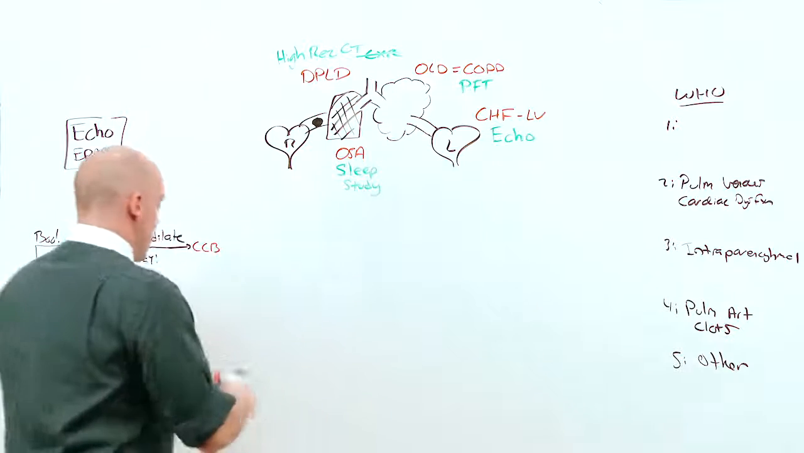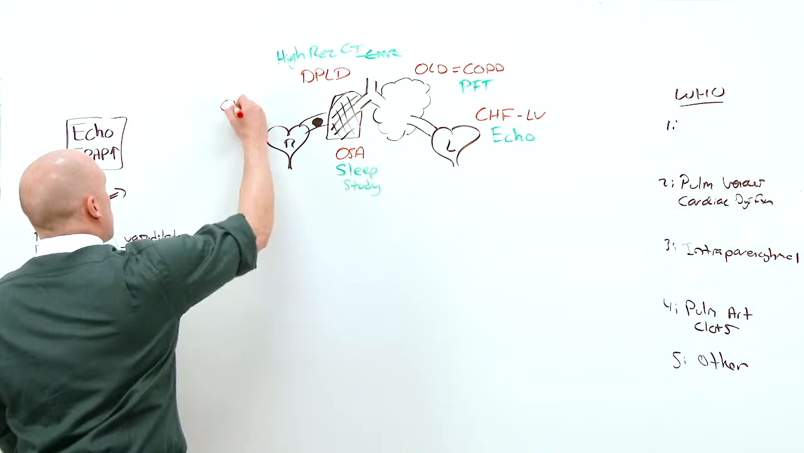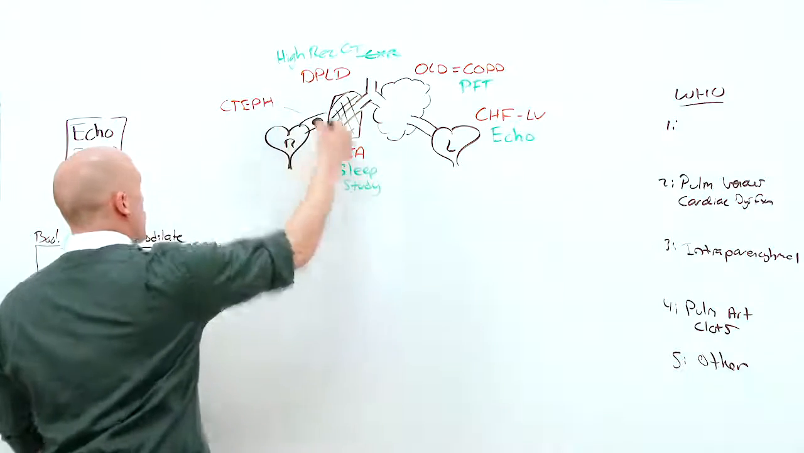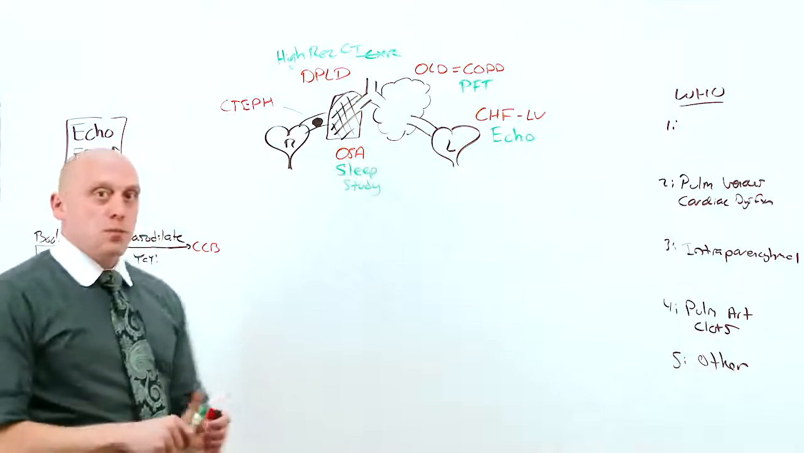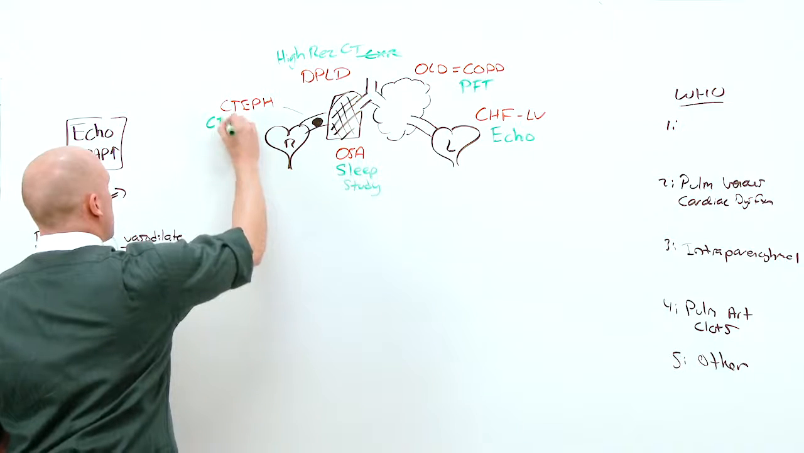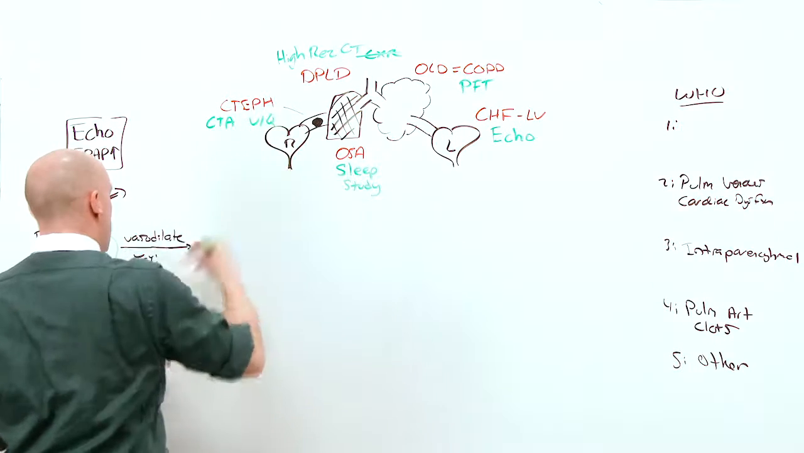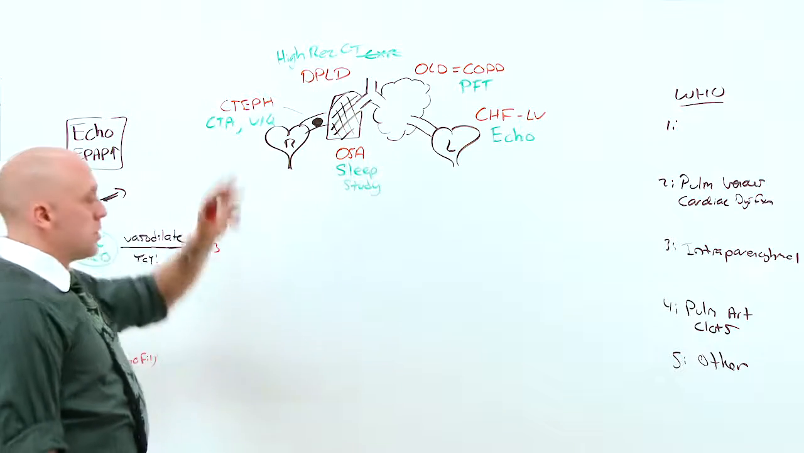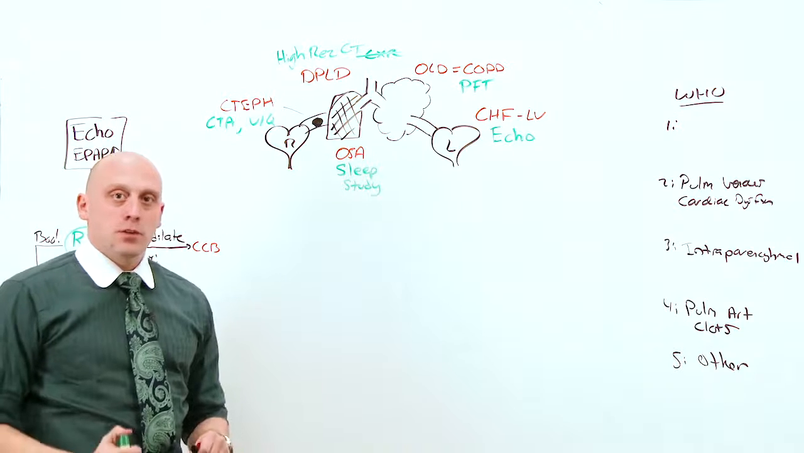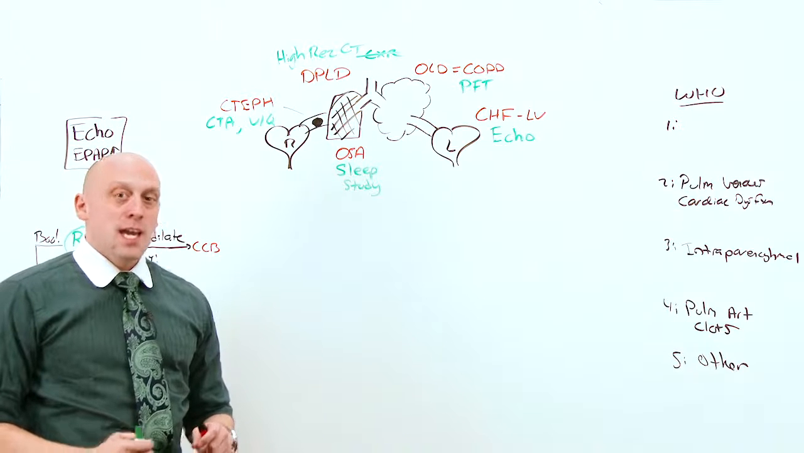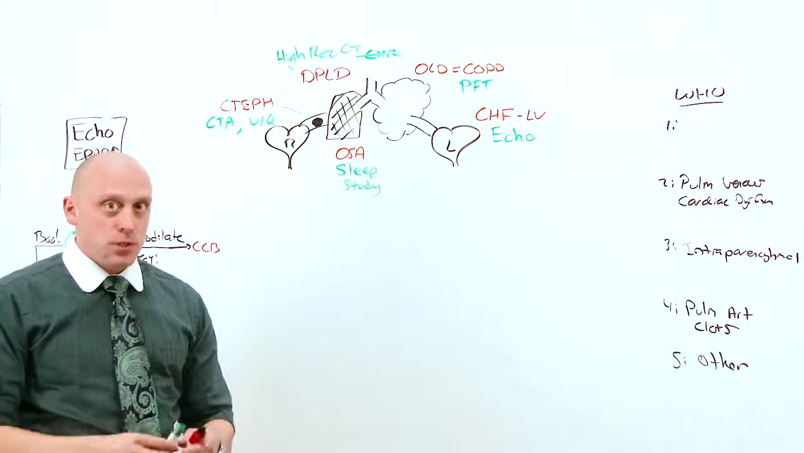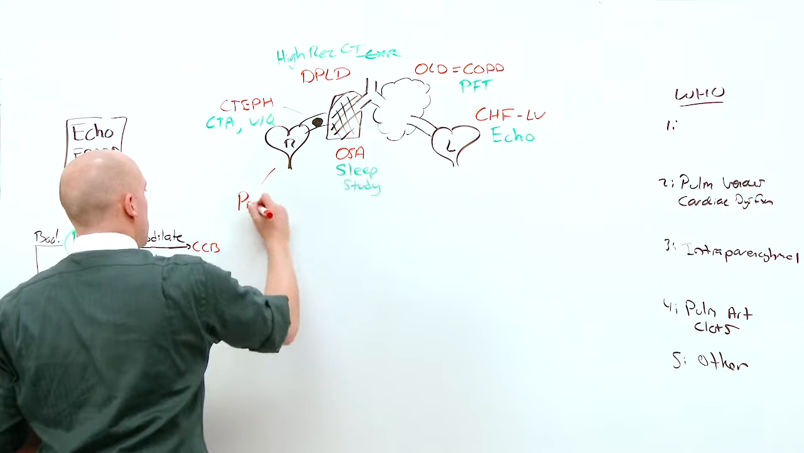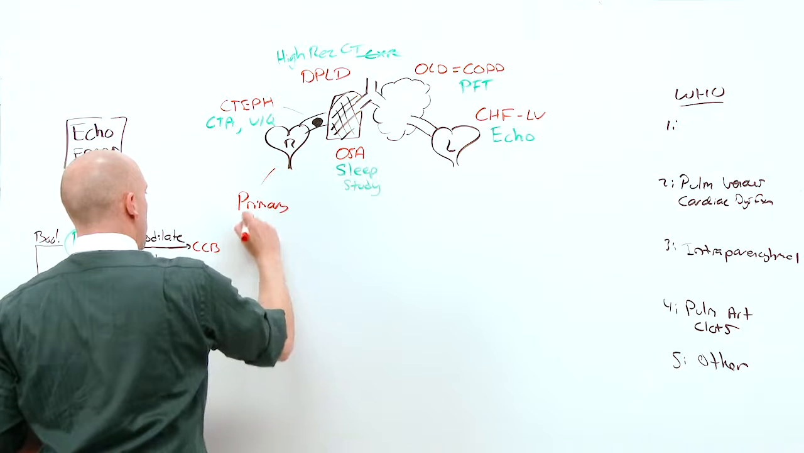This is chronic thromboembolic pulmonary hypertension. Chronic thromboembolic, which is assessed by an angiogram or a VQ scan. Once you've done the echo, PFTs, high-res, sleep study, and ruled out chronic thromboembolic pulmonary hypertension, and they still have pulmonary hypertension, now you're at group 1, primary pulmonary hypertension.